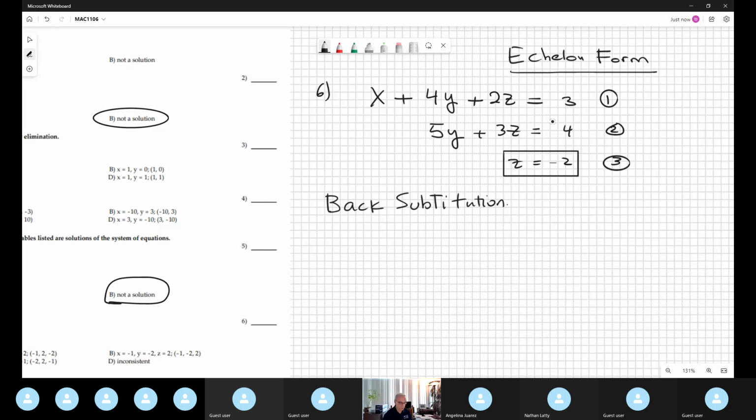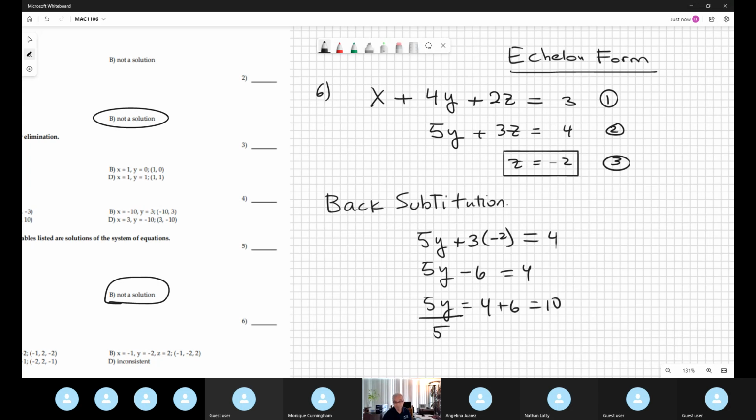Let's do it. For example, 5y plus 3 times minus 2 should be 4. 5y minus 6, because 3 times negative 2 is minus 6, is equal to 4. 5y is equal to 4 plus 6, get 10, divided by 5, y is 2.